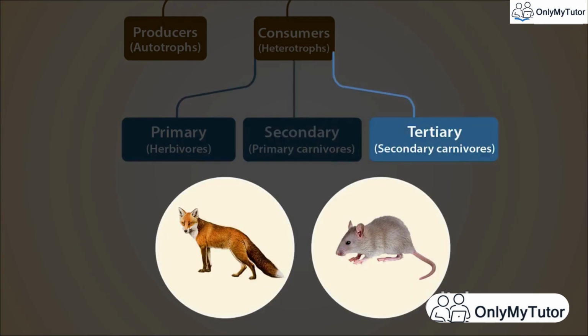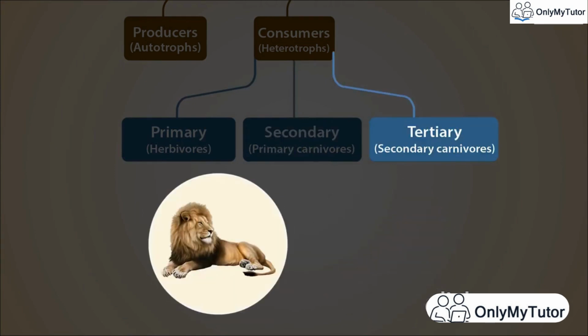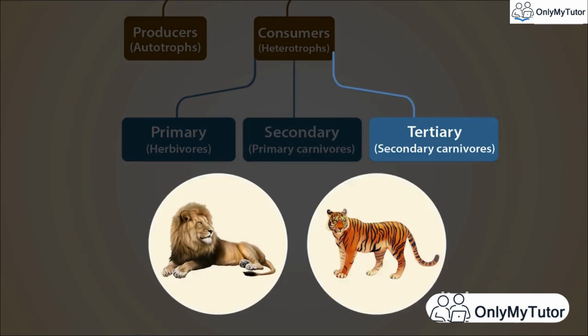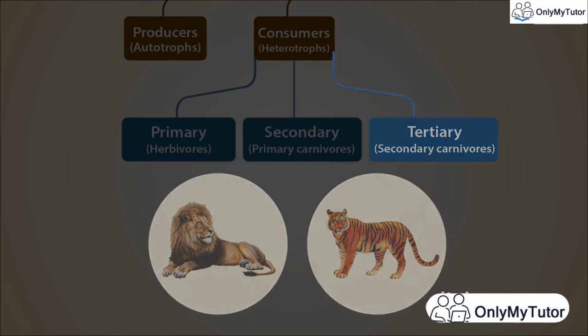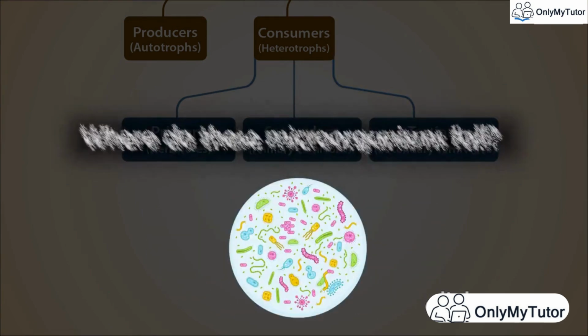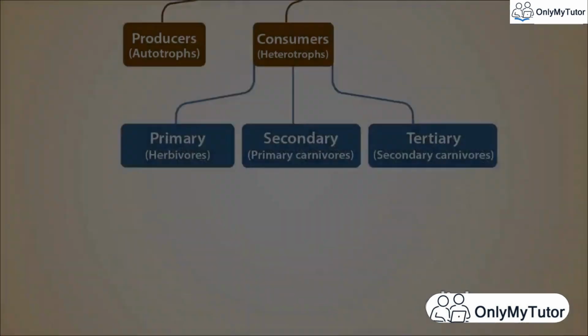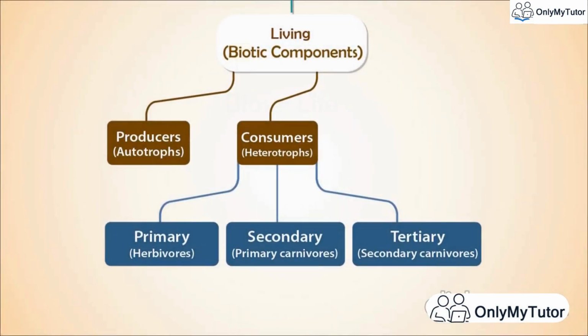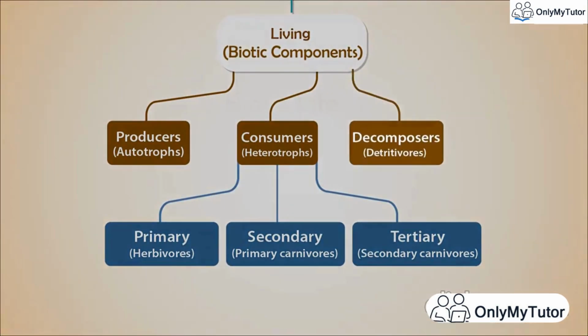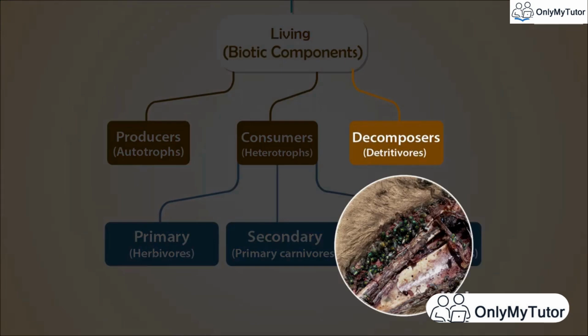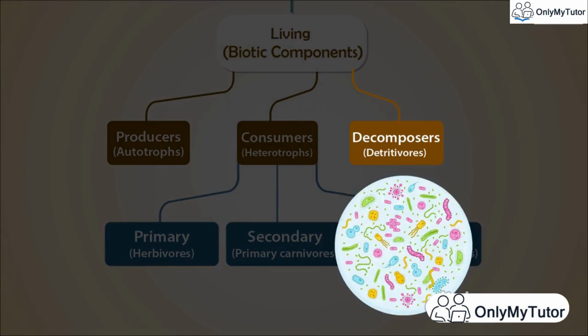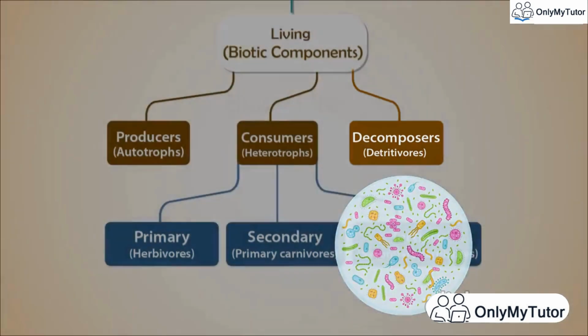The animals that feed on these secondary consumers, that is, animals like lions and tigers, are called tertiary consumers or secondary carnivores. Now you might be wondering, where do these microorganisms fall? They fall under a special category of consumers. Have you seen dead decaying matter? Who actually carries out the decomposition? Yes, they are these microorganisms and are called decomposers or detritivores.